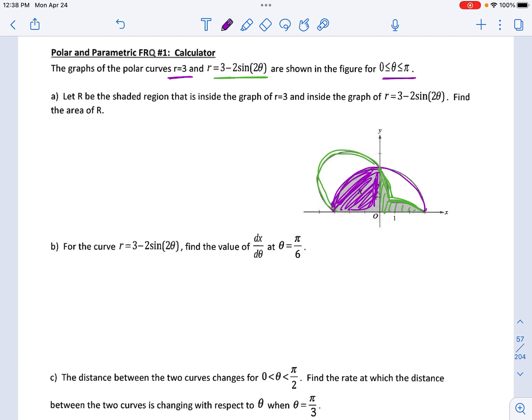There's a couple ways you can do it, but I do notice it is a quarter circle. So I'm just going to do it geometrically. So it's pi, r is 3, r squared, and it's a quarter circle, so it's pi r squared over 4. So that's that purple one.